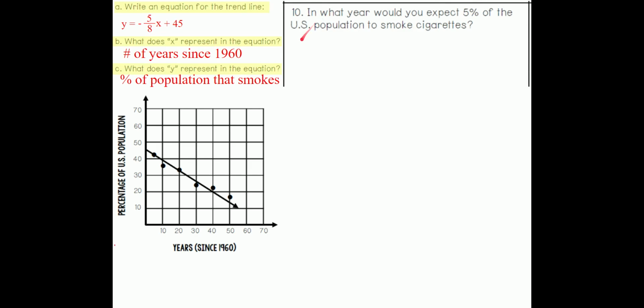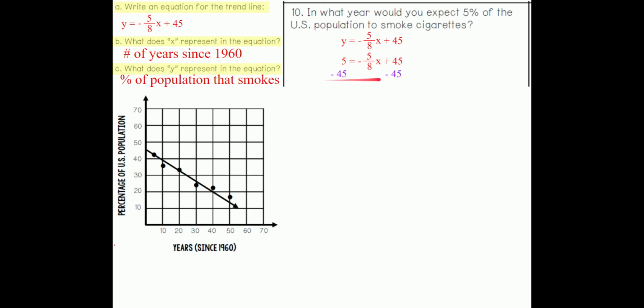In what year would you expect 5% of the U.S. population to smoke cigarettes? Remember, y represents the percentage of smokers, and x represents the number of years since 1960. So what year would you expect 5% of the population to smoke? Well, they gave us the percent of the population that smokes, which is 5. We're going to bring down everything else, negative 5/8. x we don't know, which is how many years since 1960. And then we bring down the plus 45. We need to solve this, so let's do a two-step equation.